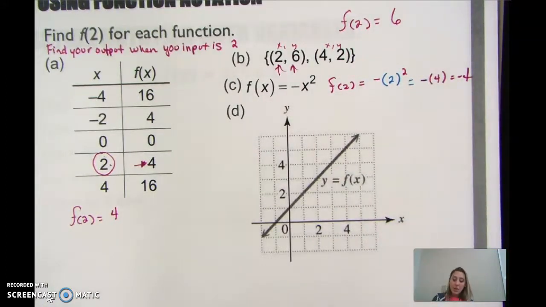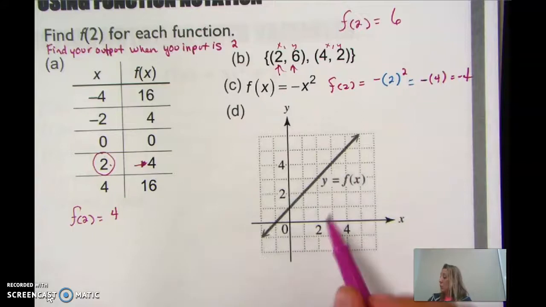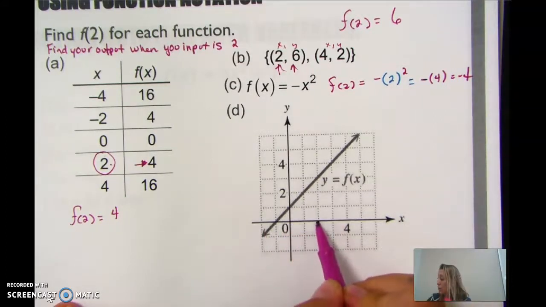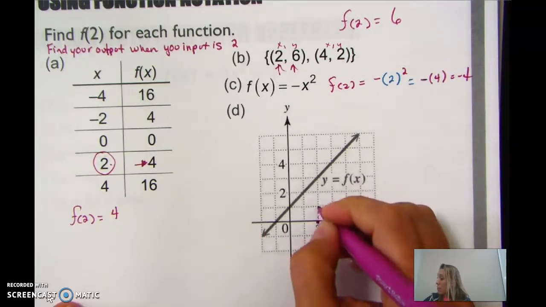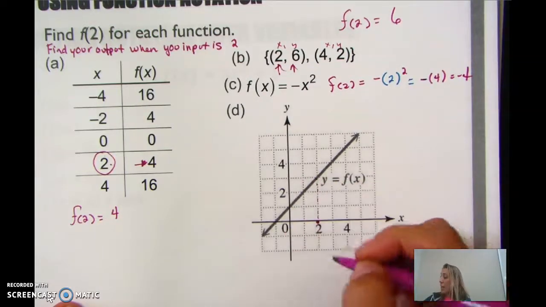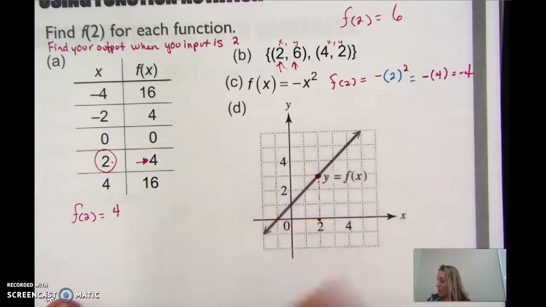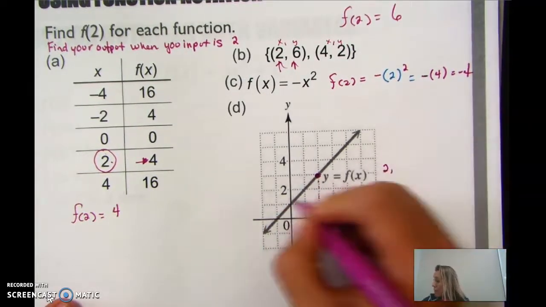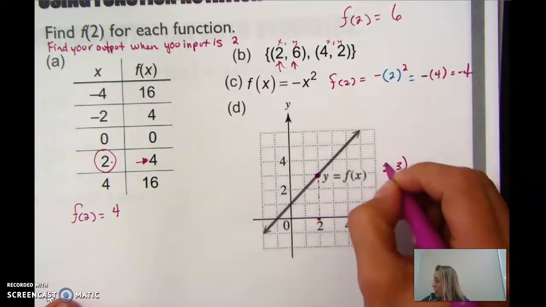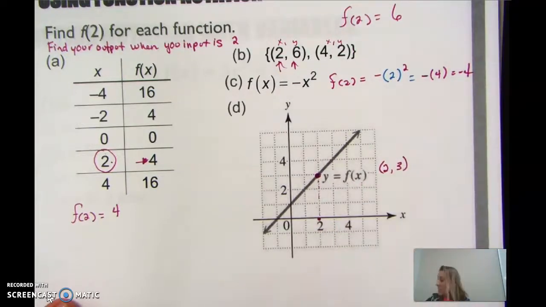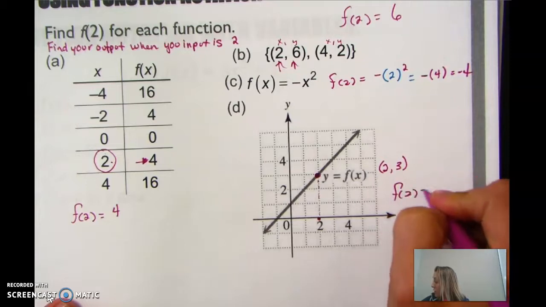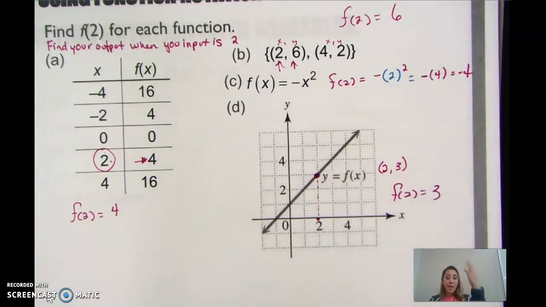Now this one might be a bit of a review from last year. So what we do is our input, our x, is 2. So we're going to come over, we're going to go to 2, okay? And we're going to go up until we hit our graph. Whoops, there's our function right there. And then I'm going to write that point down. X is 2, my y is 3. So if I were to write the answer to this, I would write f of 2 is equal to 3. When x is 2, y is 3.